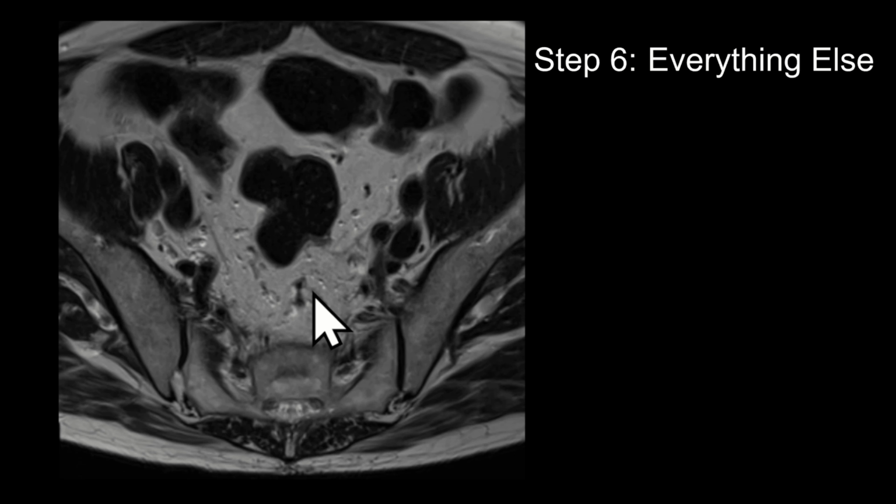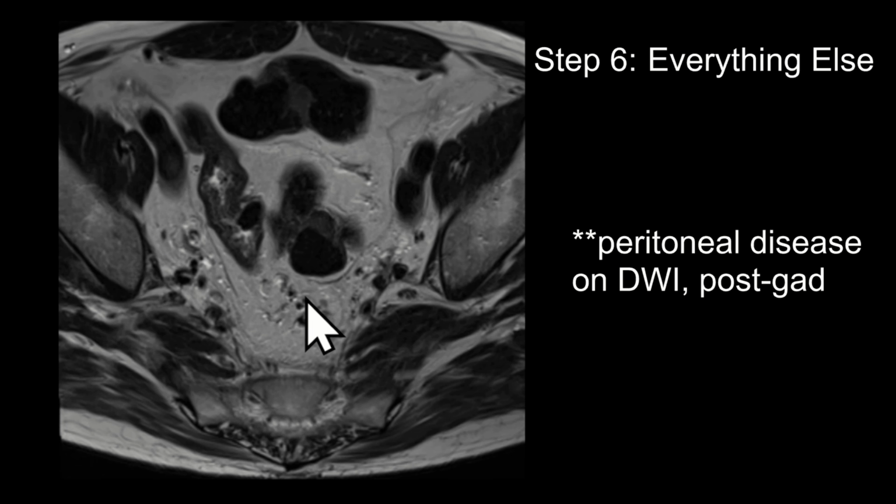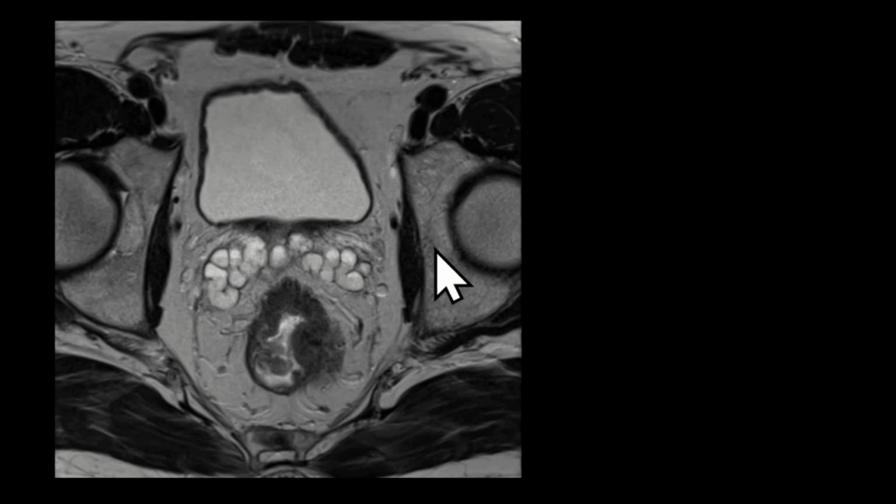Okay, and then step 6 is to look at the rest of the pelvic MRI like any other pelvic MRI, with special attention to look for peritoneal metastases on the post-contrast images and diffusion-weighted images. Of course, CT will be performed to look for distant metastases as well.